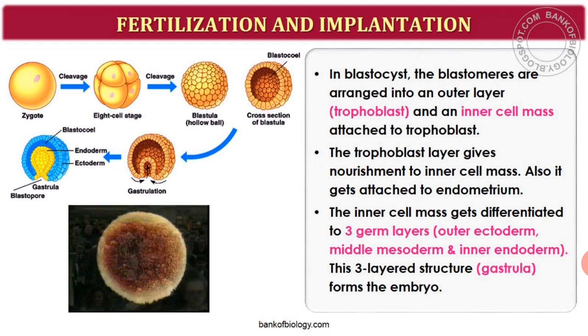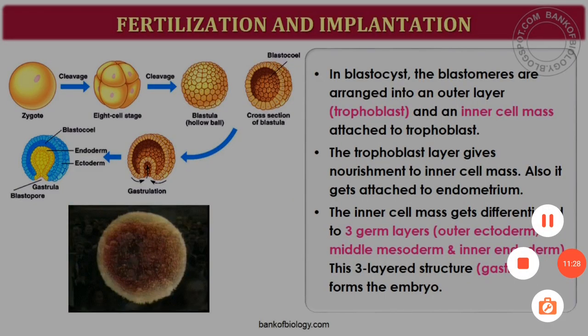Also, it gets attached to the endometrium, the outermost part, whereas the inner cell mass differentiates into 3 germ layers: the outer ectoderm, middle mesoderm and inner endoderm. This 3-layer structure, the gastrula, is going to form an embryo. In practicals also you will study this blastocyst in detail. So usually the outer layer of the blastocyst is called the trophoblast, whereas the inner contains the cell mass.